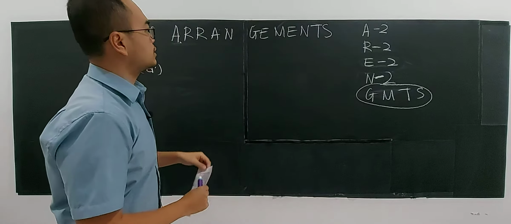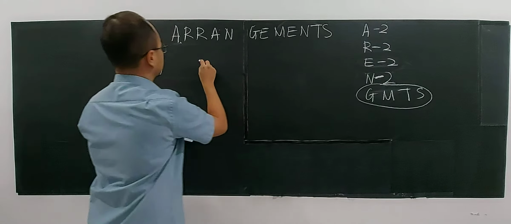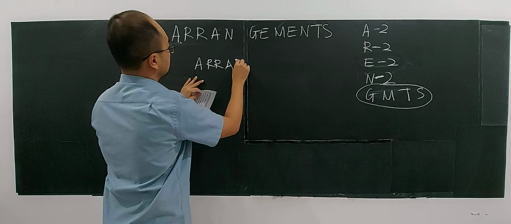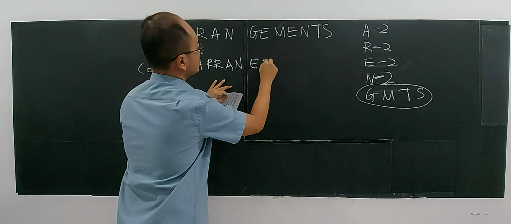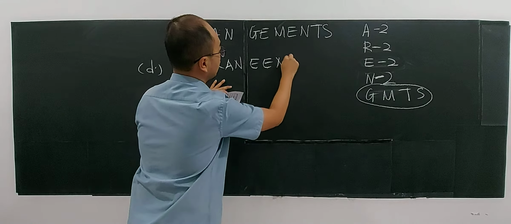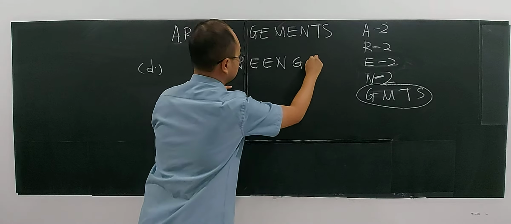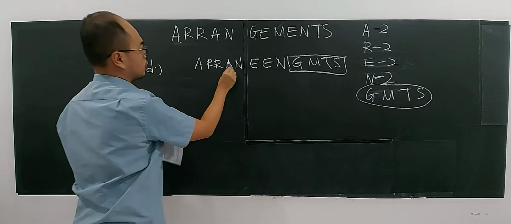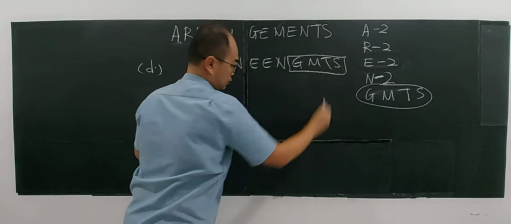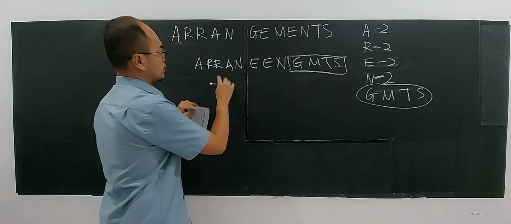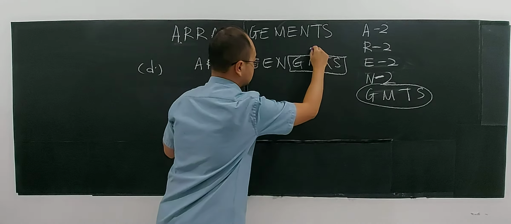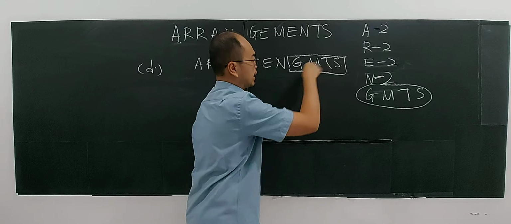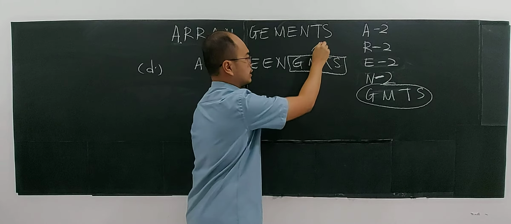If they are together, means that I can say A, R, R, A, N, E, N. And GMTS must be together, right? I group them together. So 1, 2, 3, 4, 5, 6, 7, 8, 9, 10, 11, 12, right? So now this can be anyway, and this must be together. When they are together, I always assume that as one object. I don't know how to represent this, I just put a star.